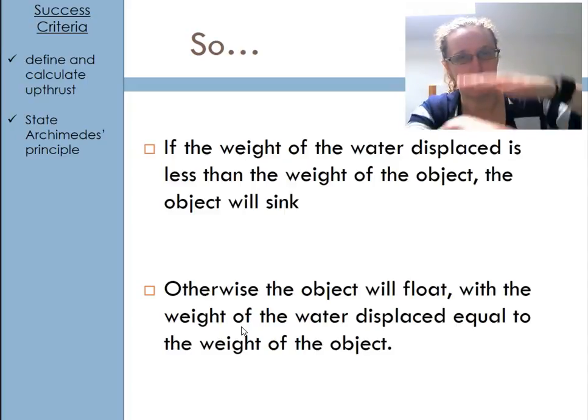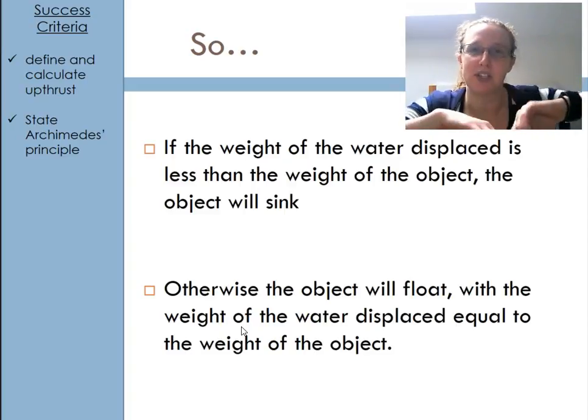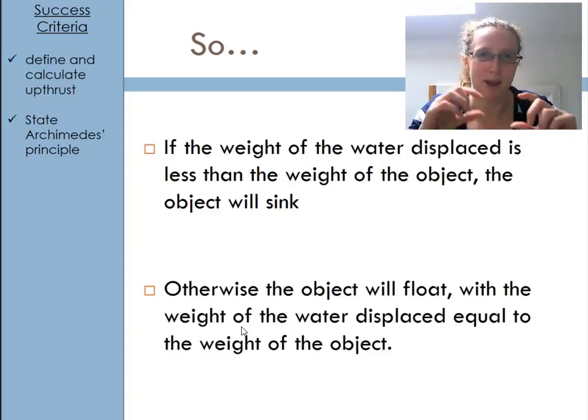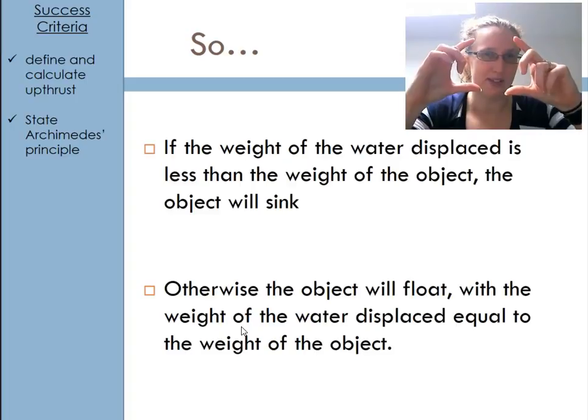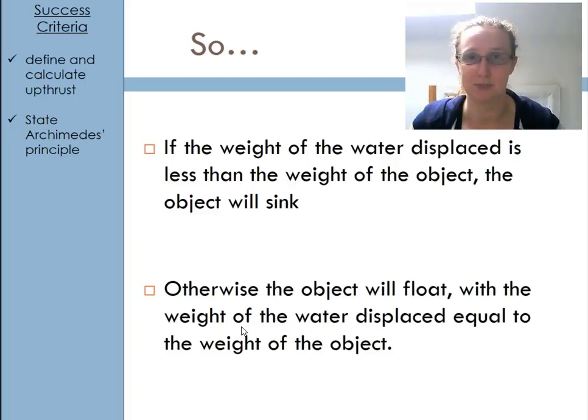So if you put it down and it bobs up, it's because the volume of water displaced had a larger weight than the weight of the object, so it just bounces up until only the right amount of water is displaced so it can float. And that is it. That is it for upthrust.